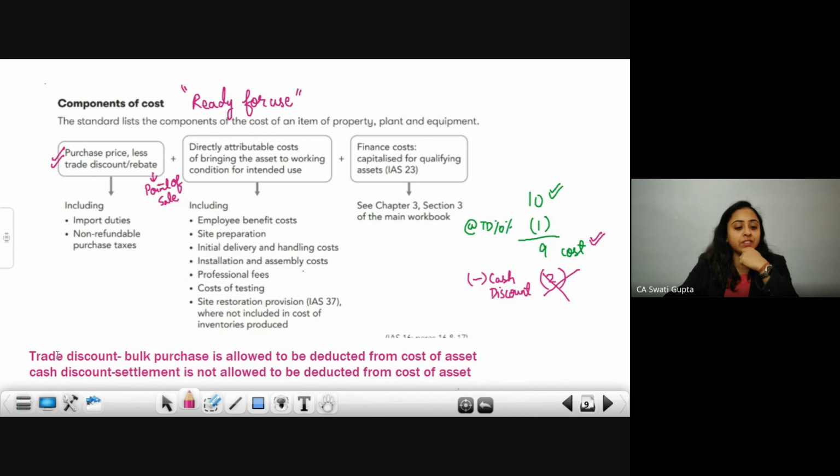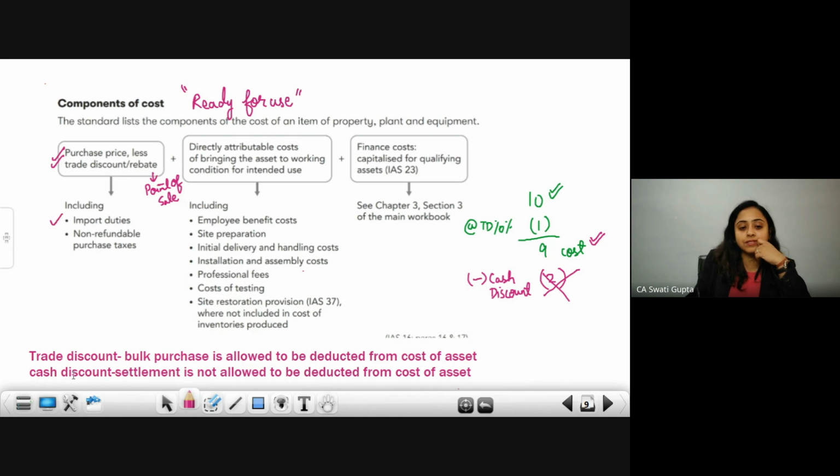Okay, here also I have given a quick summarized note so that there is no more confusion. If there is a trade discount, it's given on the bulk purchase. Yes, please deduct it from the list price, from the PPE cost of asset. Allowed. Whereas cash discount, not allowed. Please do not deduct it from the cost of asset.